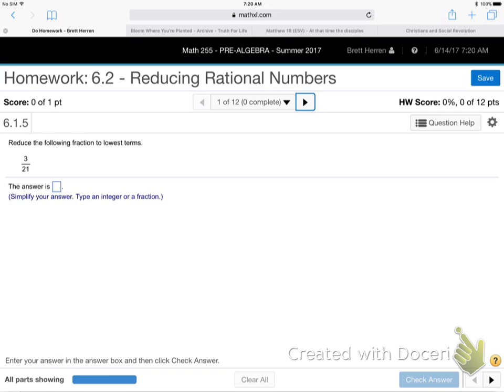Yeah. So how do we reduce that thing? Most of your calculators will do it automatically. So what do we do? Take 3/21 and just divide it by 3: 1/7, we're done. That's the whole problem. Reduce that fraction.